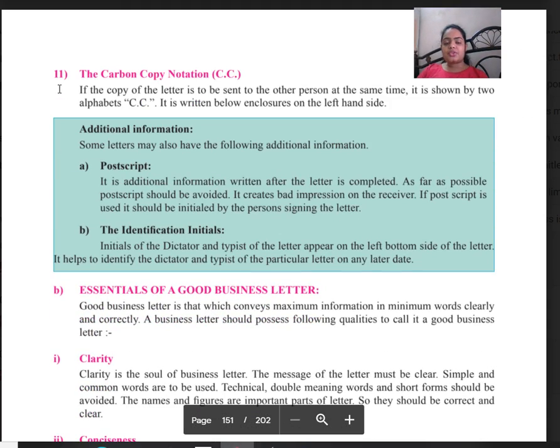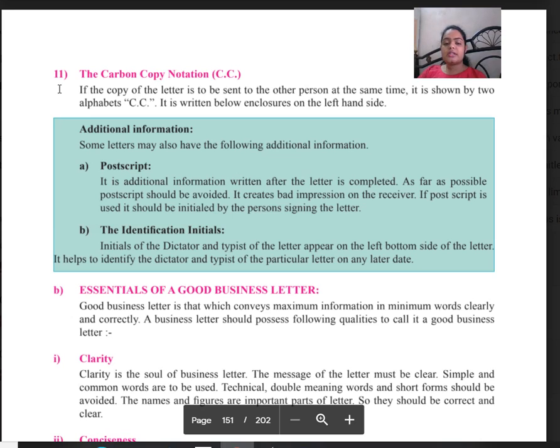Additional information. Some letter may also have the following additional information. Postscript. It is an additional information written after the letter is completed. As far as possible, postscript should be avoided. It creates a bad impression on the receiver. If postscript is used, it should be signed by the person signing the letter.